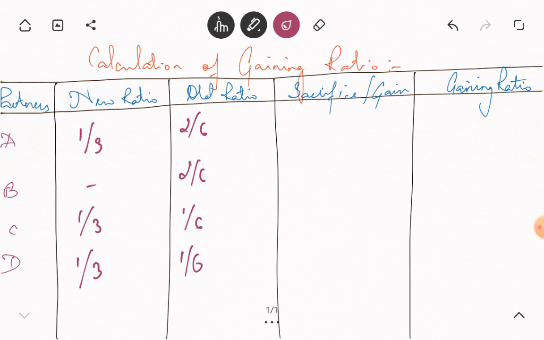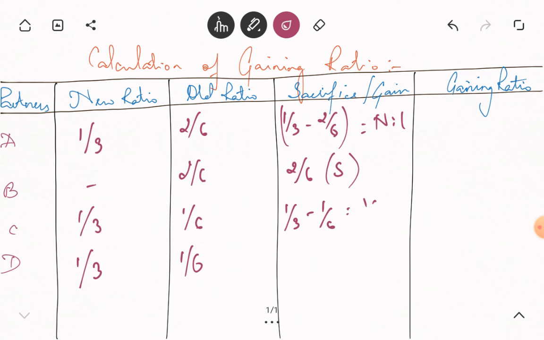So sacrifice or gain will be new ratio minus old ratio. In case of A, new ratio minus old ratio is 1/3 minus 2/6, which is actually 0 when you simplify. So there is nil sacrifice and gain. And in case of your retiring partner, he is going to be sacrificing 2/6 of his share. This is sacrifice. And next, between C and D, 1/3 minus 1/6 is equal to 1/6, which is a gain. And it will be the same for D also: 1/3 minus 1/6 is equal to 1/6, which is a gain.